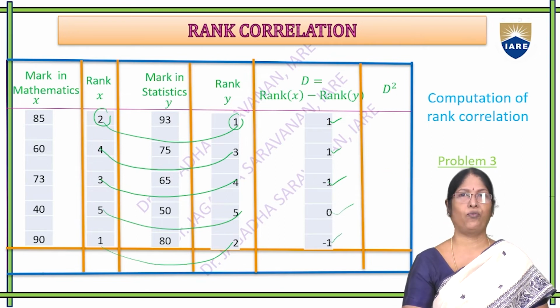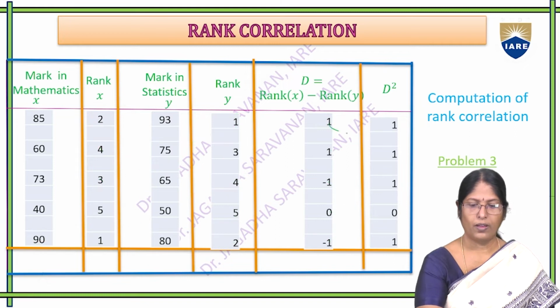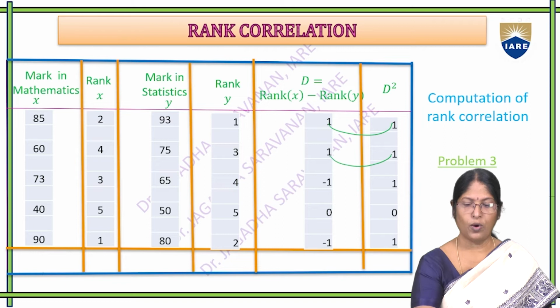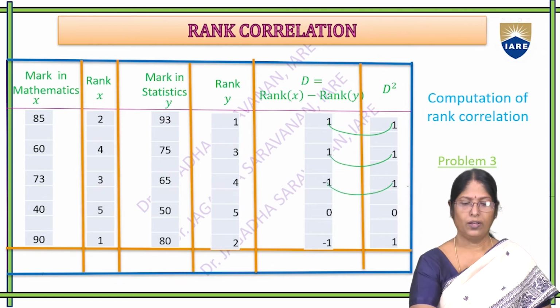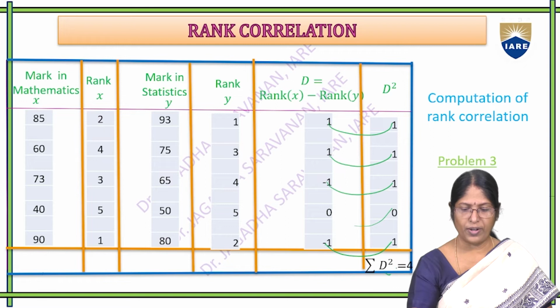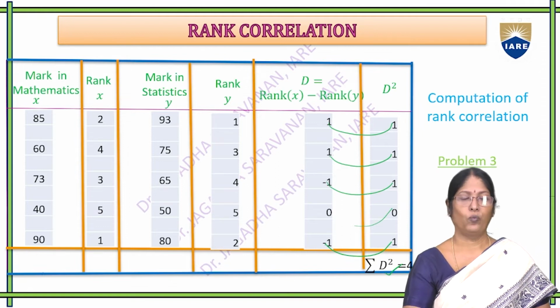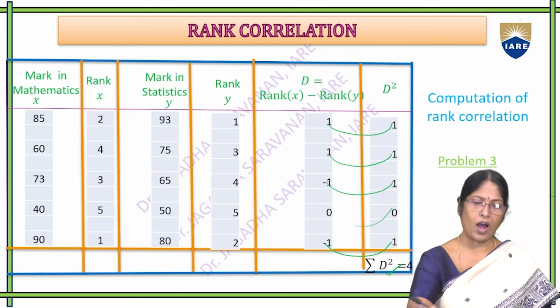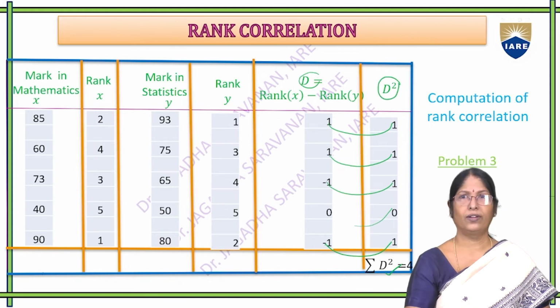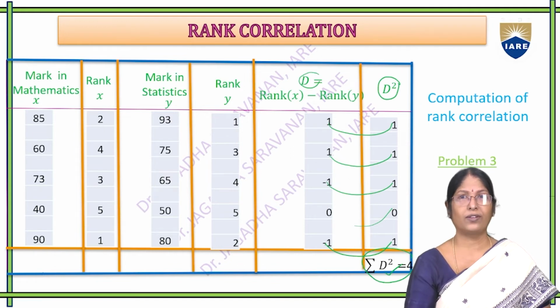So D square we have to find. So the D square is here 1, here 1. Minus 1 square is 1. 0 square is 0. Here minus 1 the whole square is 1. So summation D square equal to 4. So in this problem, we declared the rank, found the difference between the ranks, squared them, and took the sum of the squares of the differences of the ranks. We obtained the result summation D square equal to 4.